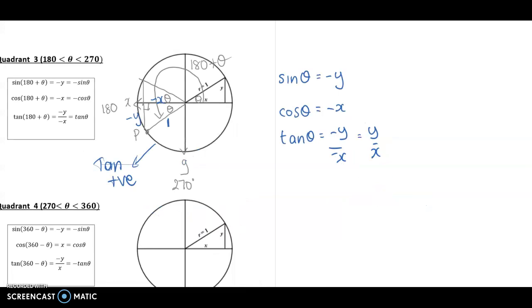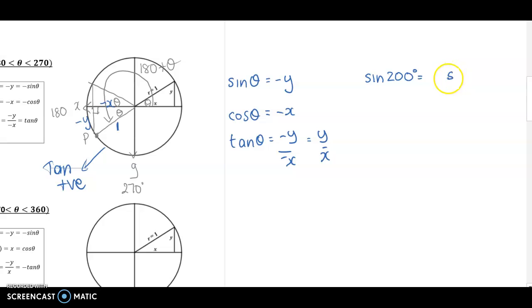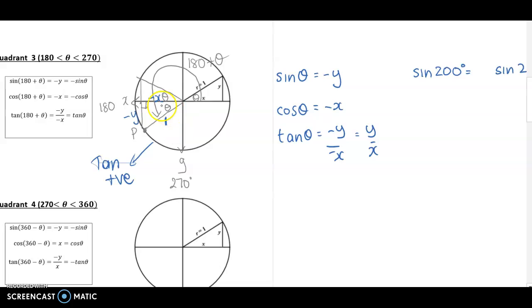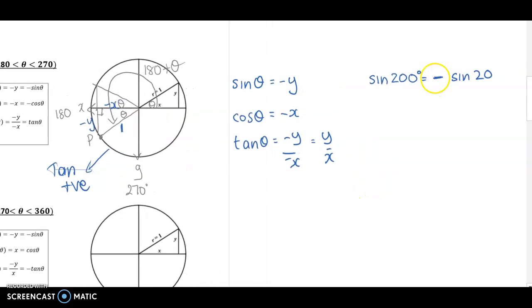So let's just have a look at an example of what would happen. So an angle that would fit in that third quadrant would be, for example, 200 degrees. So if we had sine of 200 degrees, which is relating to our 180 degrees plus theta, so that's going to be equal to the same as sine of 20 degrees, but sine in that quadrant, this third quadrant, is a negative. So sine of 200 is going to be the same as minus sine of 20. So the values for sine of 200 and sine of 20 would be the same, but in this case, we would have a negative version of that.